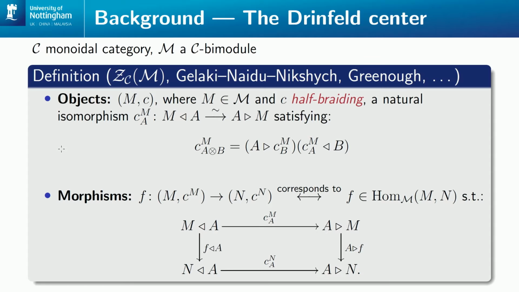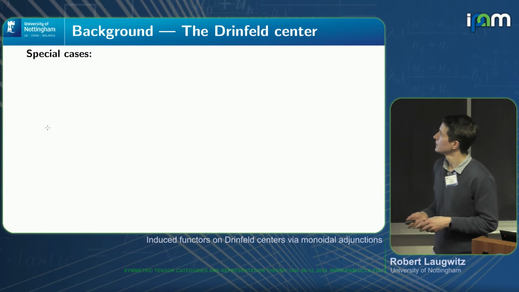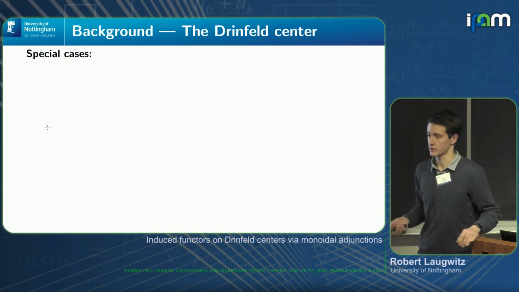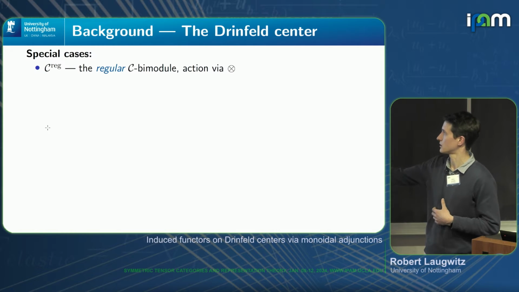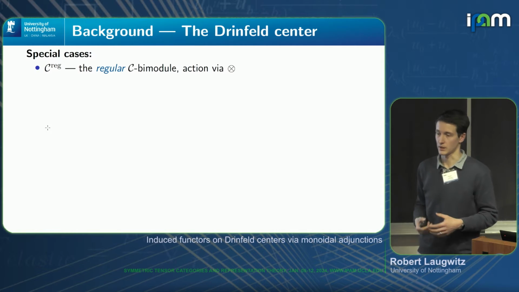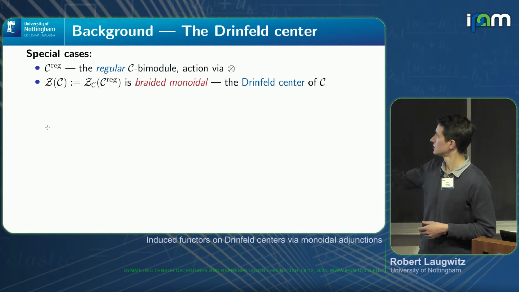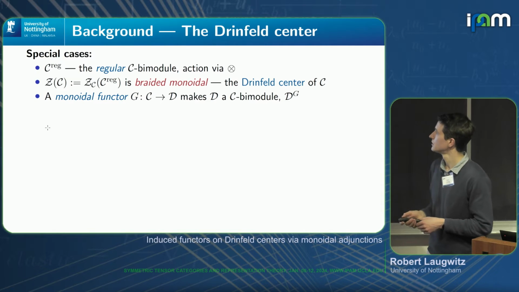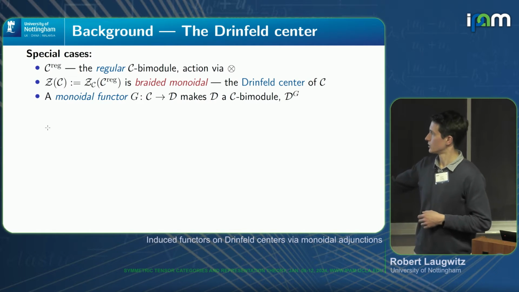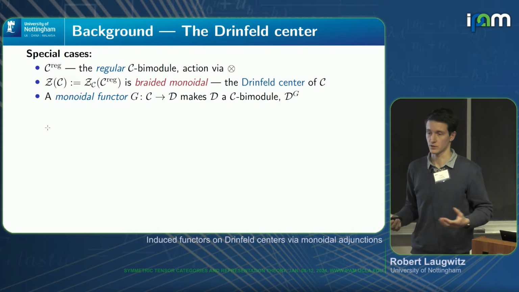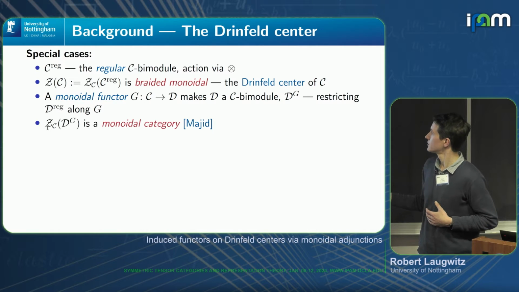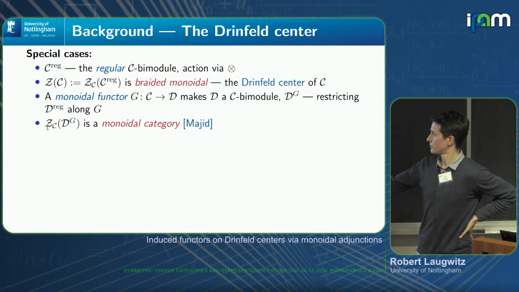Okay. So yeah, here's a few special cases of Drinfeld centers of bimodule categories. Of course, you can take the regular C bimodule, where the action is just a tensor product, in which case you just recover the definition of a Drinfeld center, which is a braided monoidal category. Then you can also consider a monoidal functor, and such a monoidal functor makes D into a C bimodule, somehow along restriction. And then you still have a monoidal category.